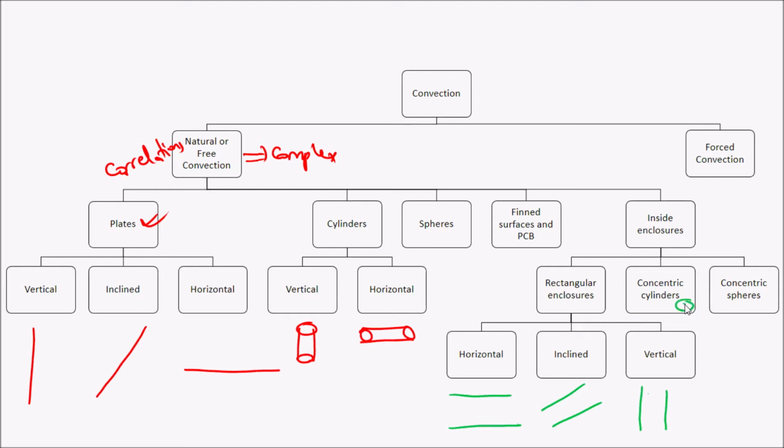You have a cylinder, and you have another cylinder here, but it is in 2D. Or concentric spheres, you have 2 spheres, and we have solutions for the spheres. And you have the solutions for the finite surfaces and the PCBs, which is the printed circuit board. We'll look at some of it.